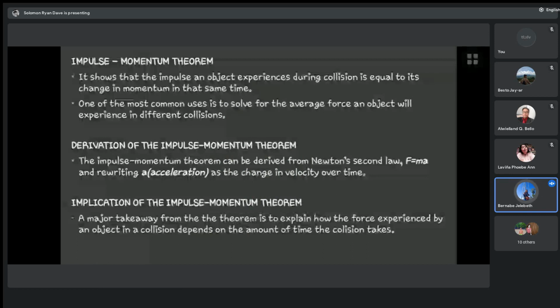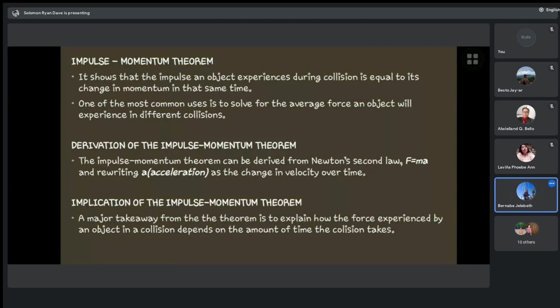We have the derivation of the impulse momentum theorem. It can be derived from Newton's second law: force is equal to mass times acceleration, rewriting acceleration as the change in velocity over time. And we also have the implication of the theorem. A major takeaway is that it explains how the force experienced by an object in a collision depends on the amount of time the collision takes.